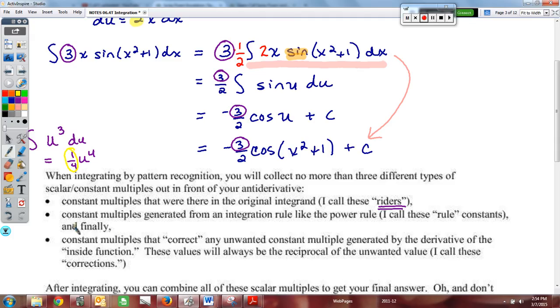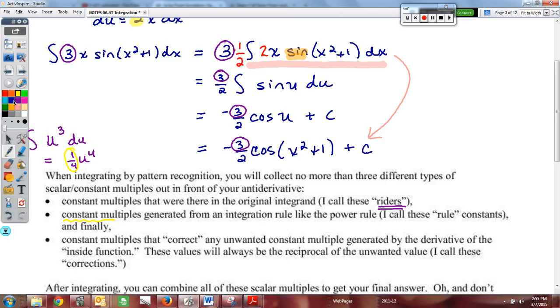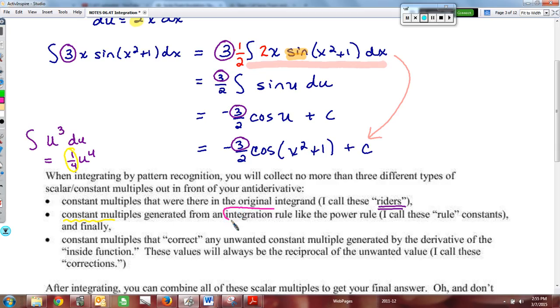So anytime there is a constant that is generated from an integration rule, like for example, when you have b to the x and you're working backwards, you're going to have a constant. When you have a power rule and you're working backwards, you're going to have a constant. So these are called rule constants. They get added in because you're integrating.